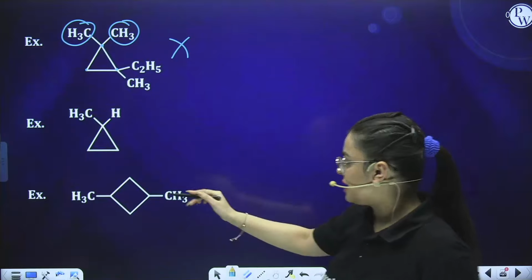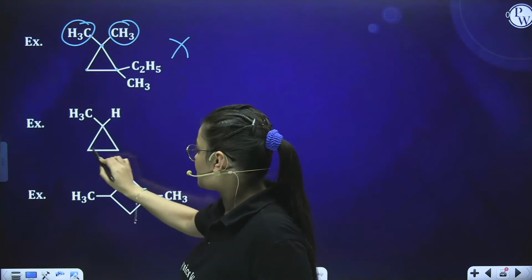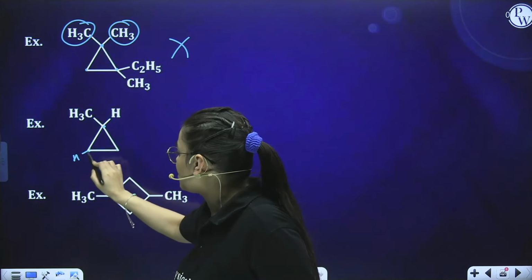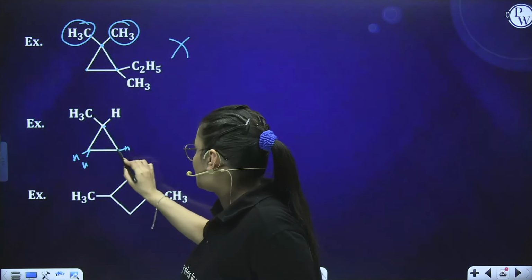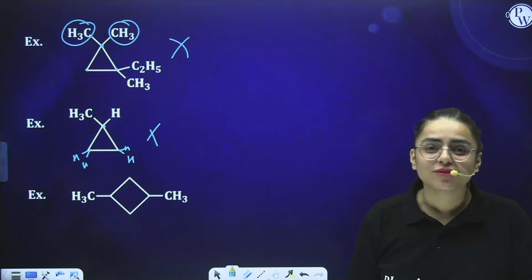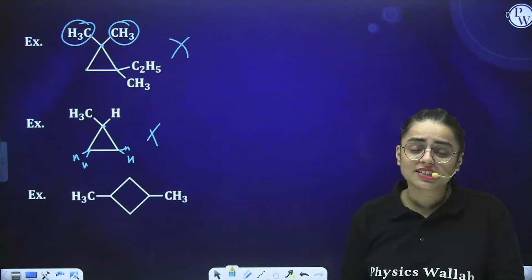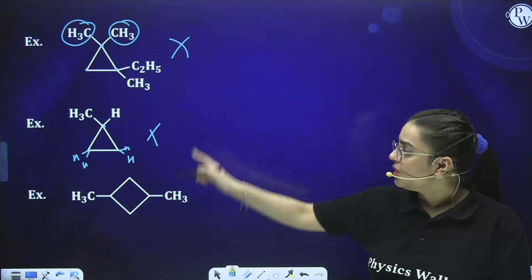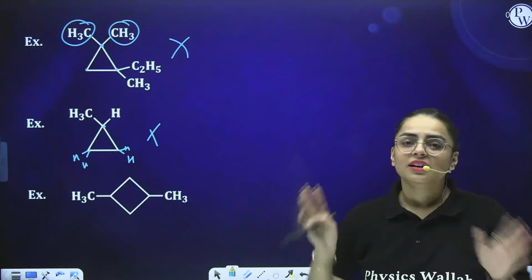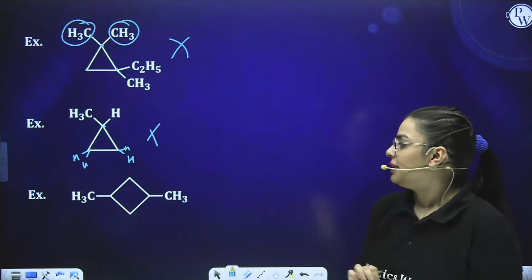If I see this case, this is sp3, this is sp3, this is sp3, it is disubstituted, but these contain hydrogen only. So here also geometrical isomerism is not possible. At least you should have two carbon atoms which are sp3 hybridized, which are disubstituted. Here only one is sp3 hybridized, which is disubstituted. Others are sp2, but they are not disubstituted. Clear? Okay. Now let us see this case.